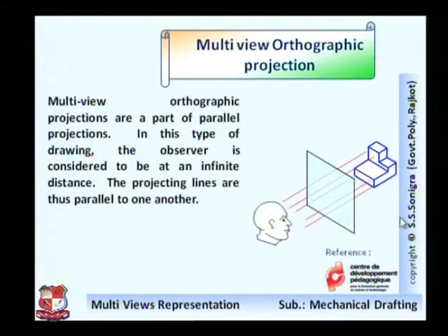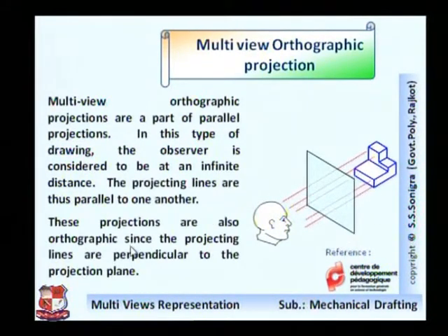This is the projection plane. These projections are also orthographic since the projecting lines are perpendicular to the projection plane. If we draw this projecting line perpendicular to this projection plane, this is the orthographic projection. Like this. If we look from here, this shape would appear like this, hence this is an orthographic projection. And this angle is 90-degree angle. Hence we are looking from infinite distance.